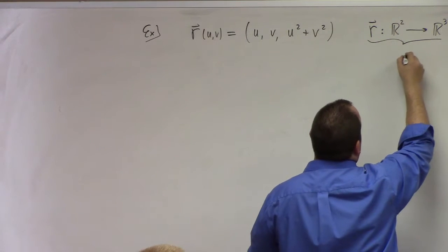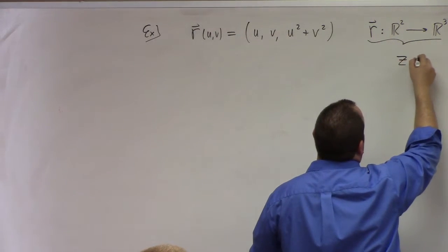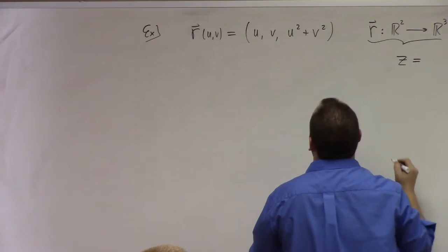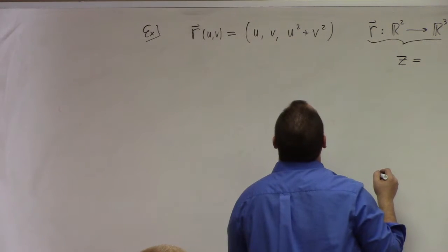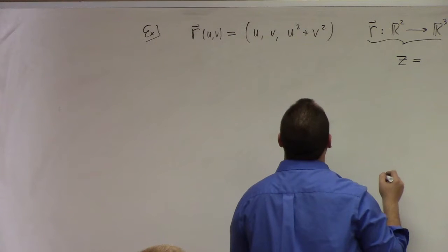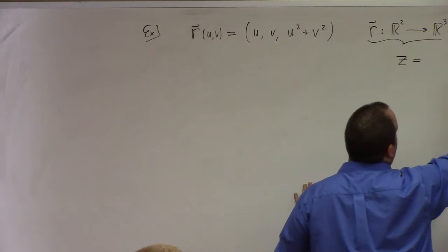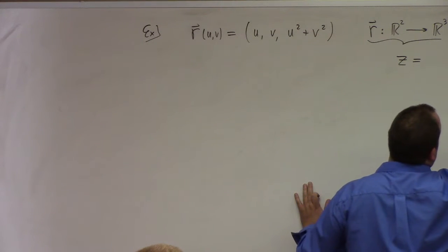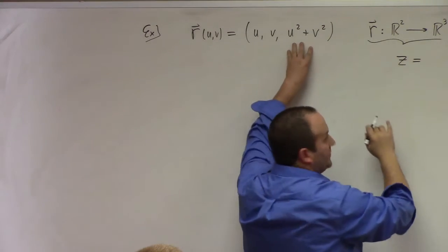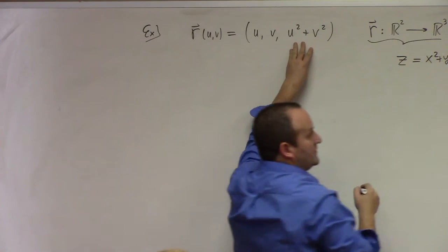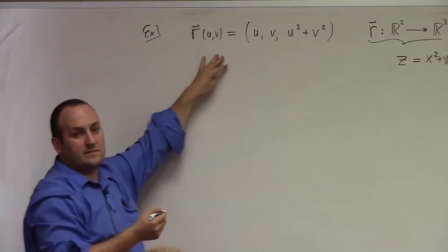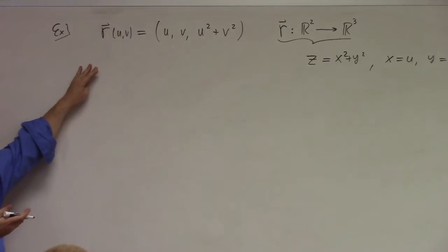If I rewrite it as a graph, z is equal to what in terms of x and y? x is equal to u, y is equal to v, right? z is u squared plus v squared, so z is equal to x squared plus y squared. So what we're looking at here is what? It's just the parameterization of the paraboloid.